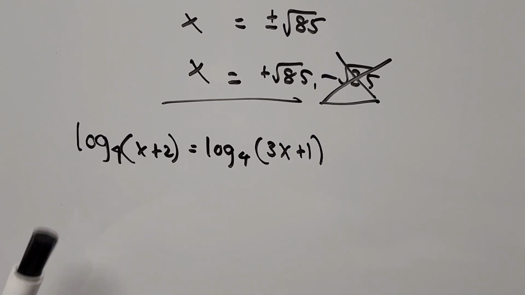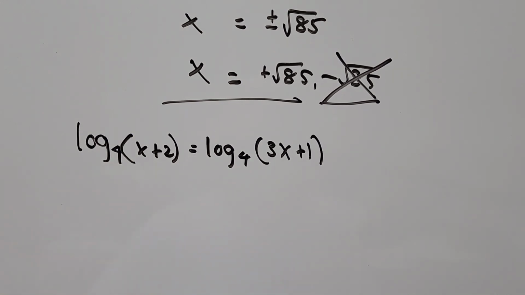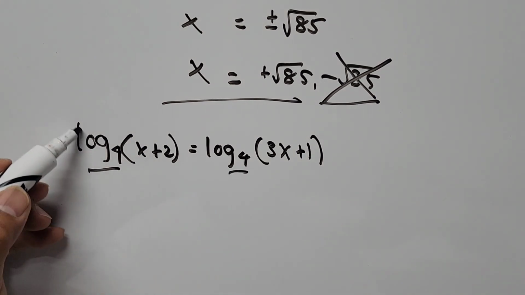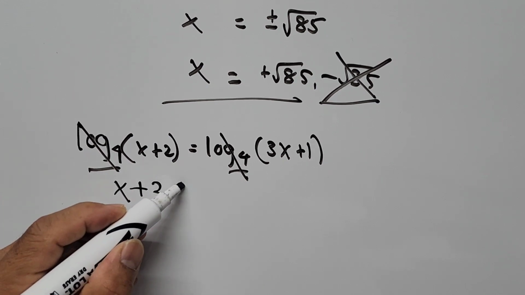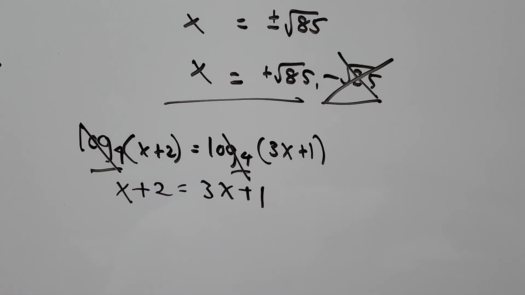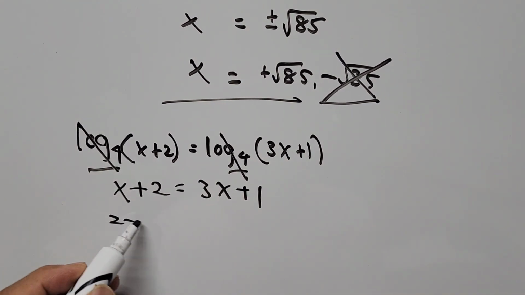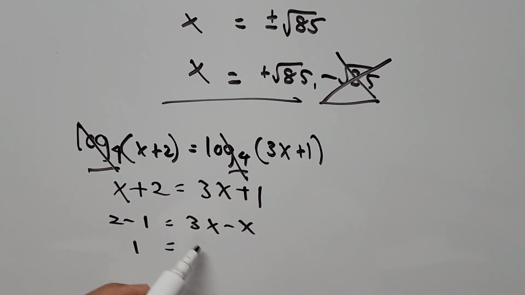What about this? Log base 4 of x plus 2 equals log base 4 of 3x plus 1. So here we have the same base, log base 4, so we can cancel those. So we ended up with just x plus 2 equals 3x plus 1. So let's solve for x. So we have 2 minus 1 equals 3x minus x. So 1 is equal to 2x. So x is equal to 1/2.